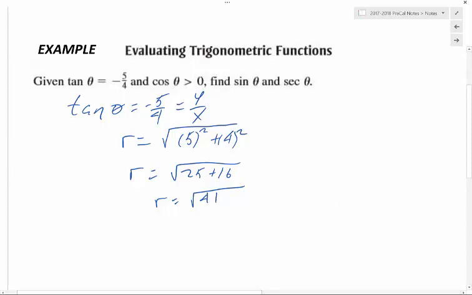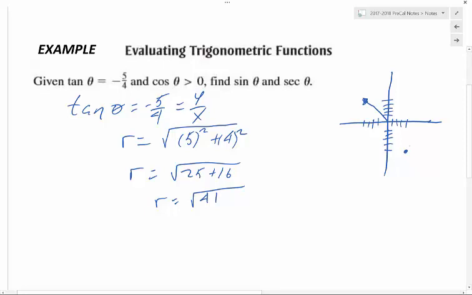Now, what's key here is that they tell us that the cosine of theta is greater than 0. And this is why they tell us that. If I were to plot this, I could be at one of 2 points, because they don't tell us where the negative applies. I could either be at -4 comma 5, or I could be at positive 4, negative 5.